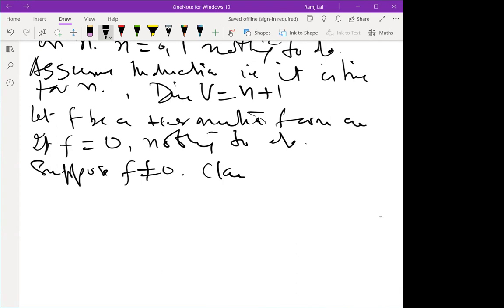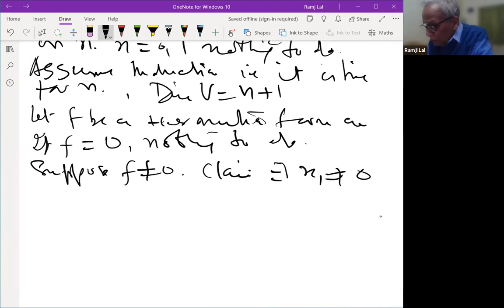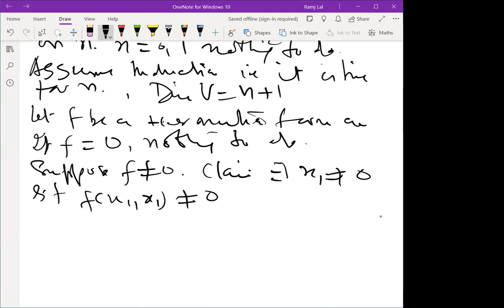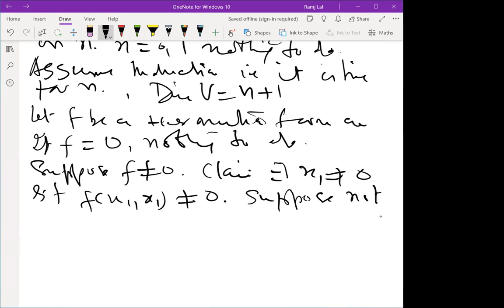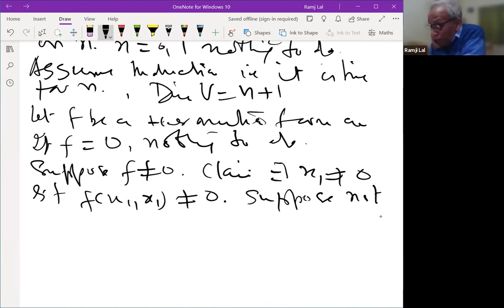Then I claim there exists X, I'll call it X1, different from 0, such that F X1 X1 is different from 0. Naturally, X1 is different from 0. So there exists such an X. If not, suppose not. Then there are two cases here. Either F may be a symmetric bilinear form, or the star may be non-trivial, in which case it will be a Hermitian form. So suppose F is a proper Hermitian form.